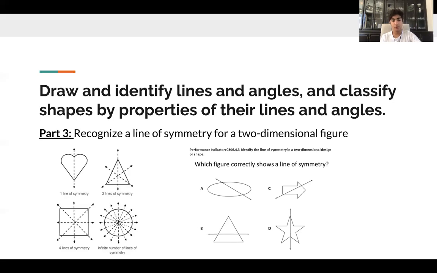Now, finally, let's go ahead and look at this performance indicator here. Which figure shows a line of symmetry? I want you to go ahead and try this one on your own. I'll give you 5 seconds, and then I'll tell you the answer. Okay, so the correct line of symmetry in this case is actually D, the star.